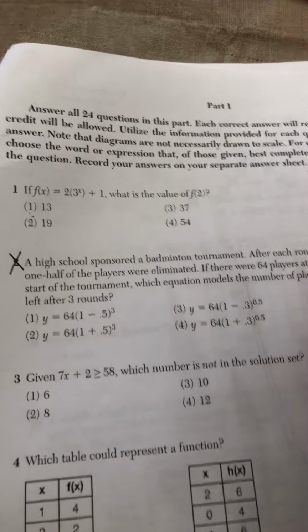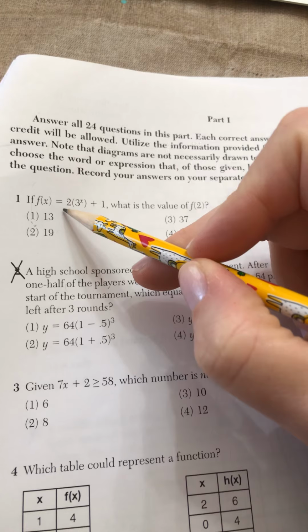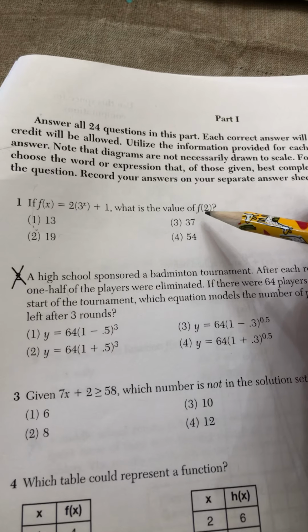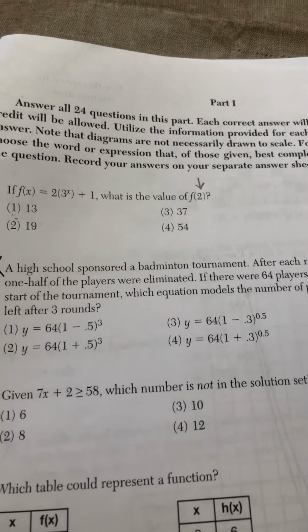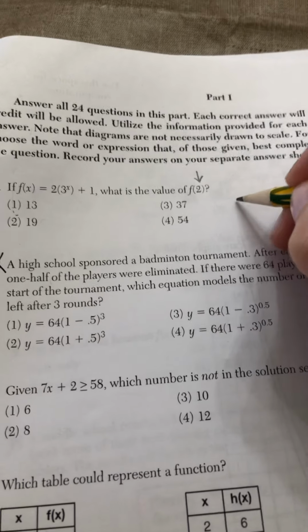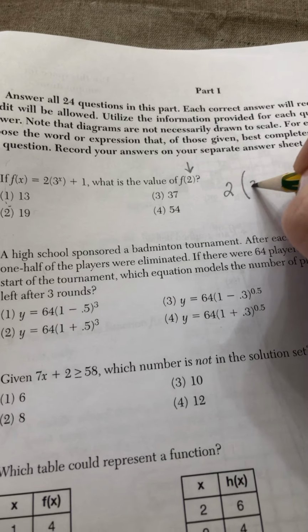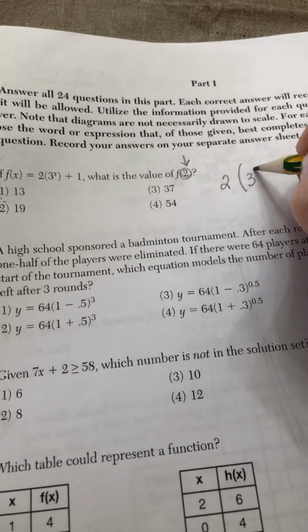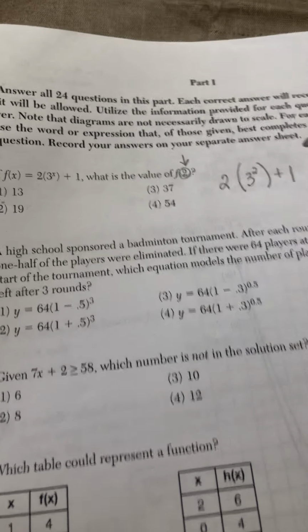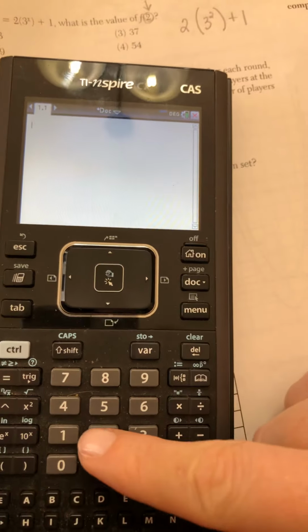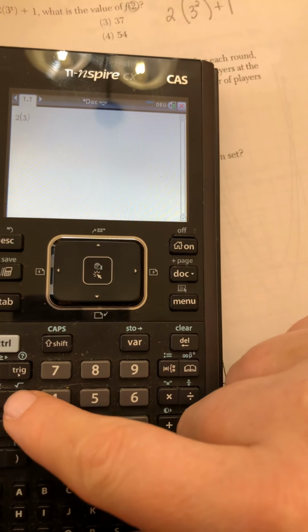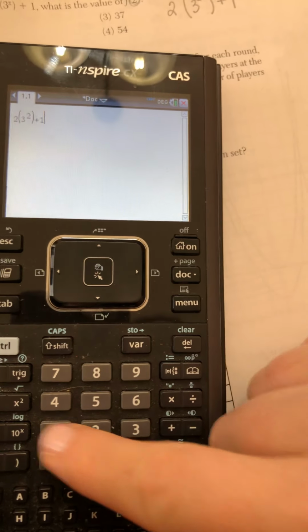Number 1. Here is a function f of x and I ask you what is the value of f of 2. So what you're going to do is you're going to take that number 2 and you're going to plug it in. So it's going to look like this: 2 times 3. You put that number in for x. Boom. There it is. I, personally, would pick up a calculator and I would type that in. 2 times 3 squared plus 1. 19 is the right answer.